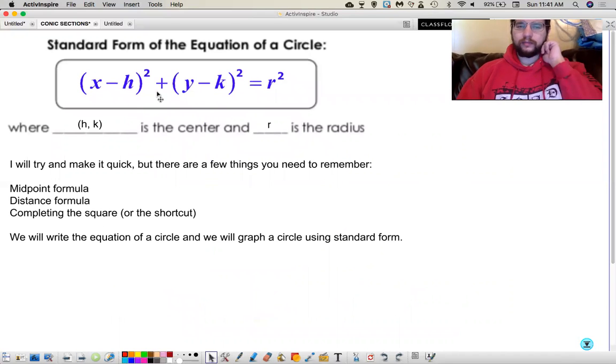So again, same info. I'm going to try and make this quick, but there are a few things that you need to recall: the midpoint formula, distance formula, and completing the square, or the shortcut. We did all three of these last year in geometry. Do I expect you to remember them exactly? No, I don't. But hopefully you do. We're going to write the equation of the circle, and we're going to graph the circle using standard form. That's what we're doing in the first lesson.